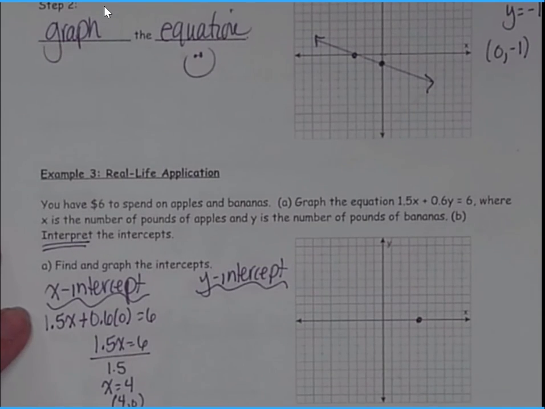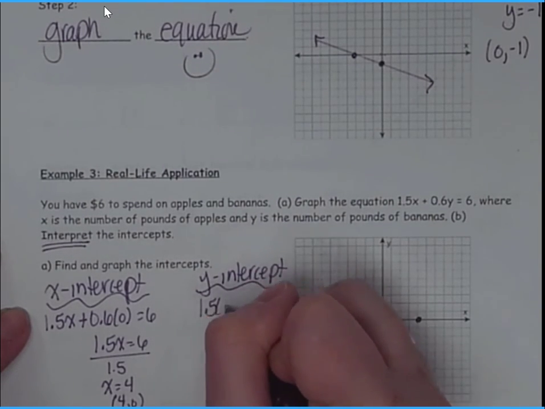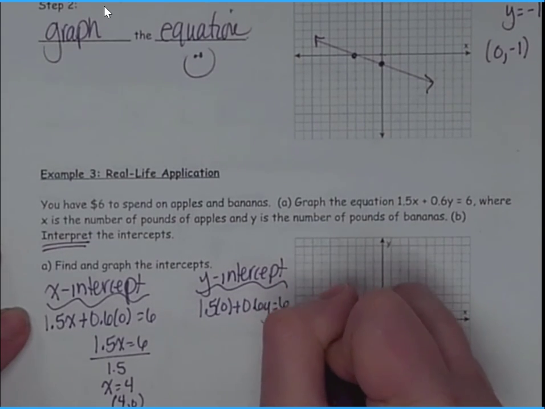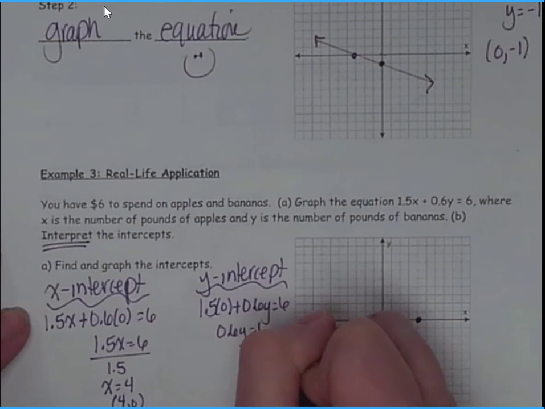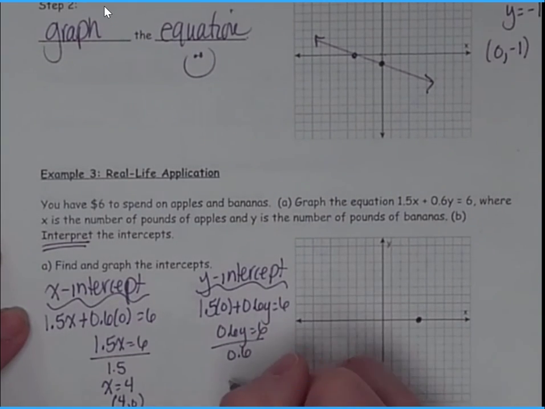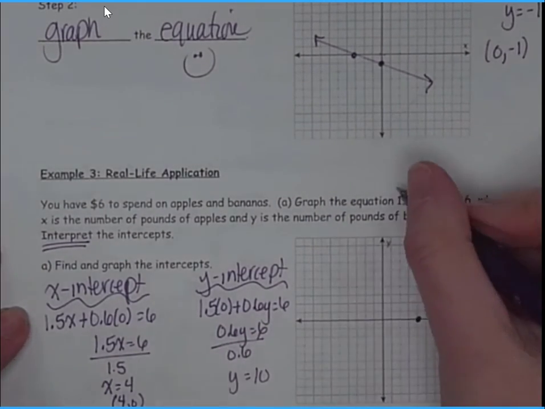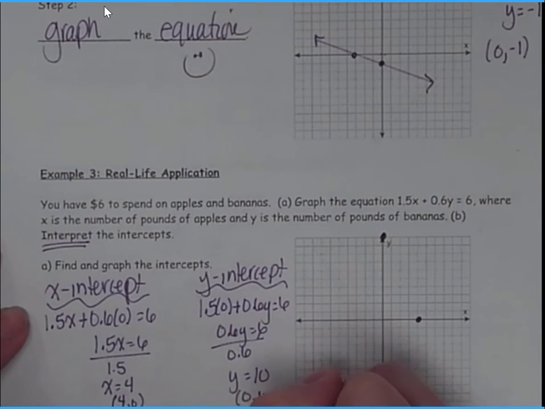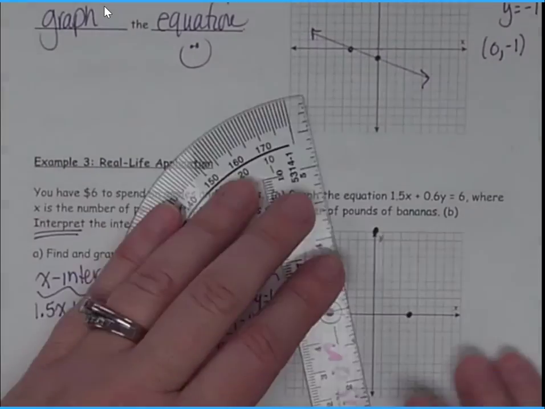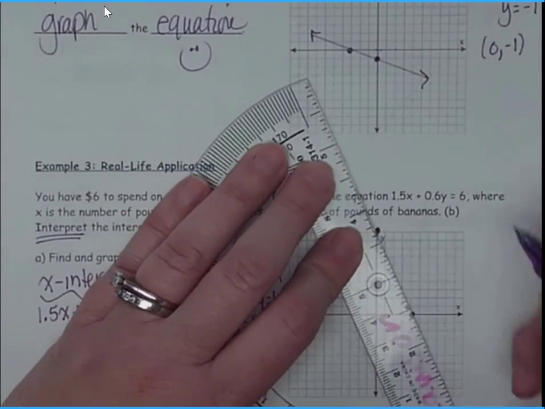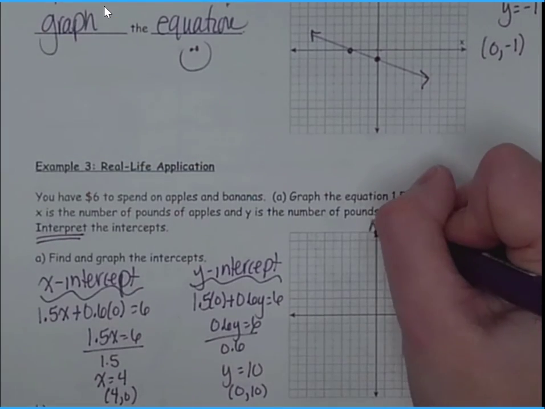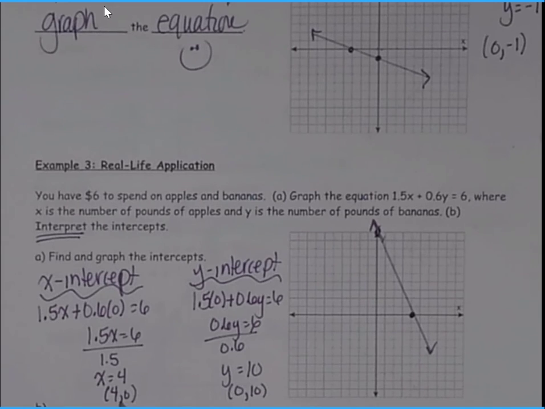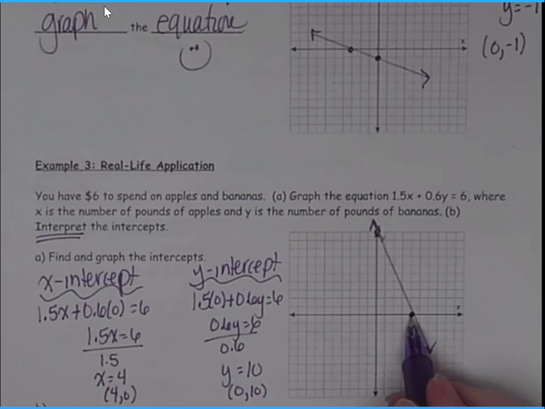Now for my y-intercept, I'm going to set x equal to 0. So I have 6/10 y equals 6. Divide both sides by 6/10. So y equals 10. So that means I'm going to move over 0 and up 10. And I now have my line.